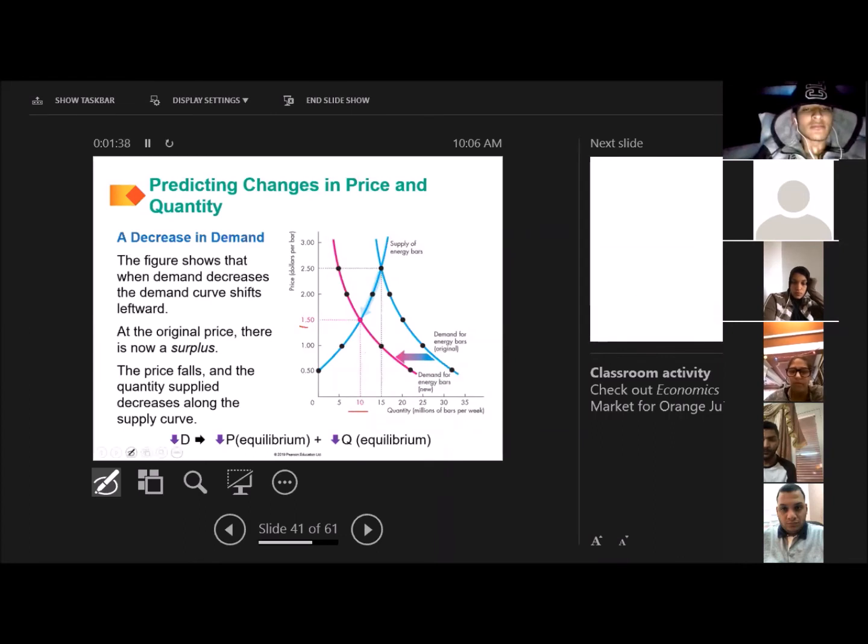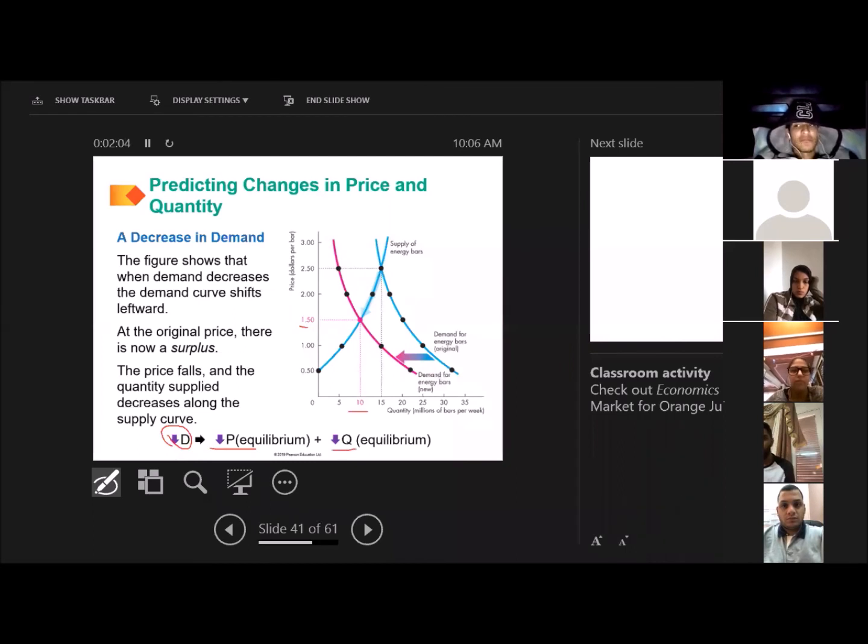What will happen when the demand decreases? The demand decreased, that means people are not asking for this product. So the demand for this product will be low. So what can we expect? We expect that the price becomes lower because people don't like this product.